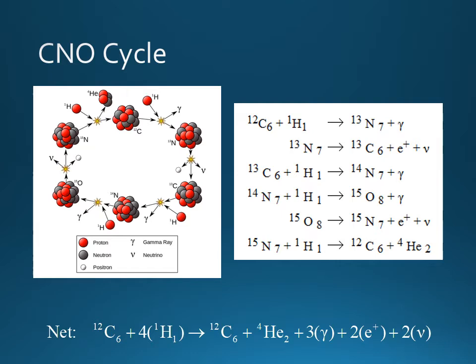When the hydrogen supply is used up, the star leaves the main sequence, exiting to the right as it cools, gaining size and luminosity.